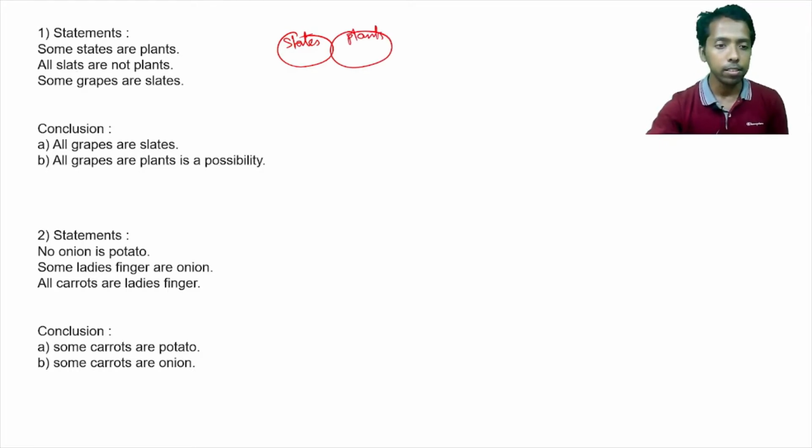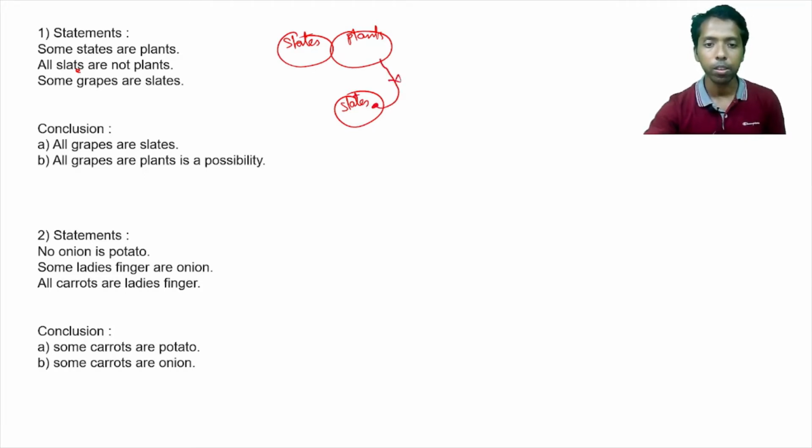All slates, this is slates, right? All slates are not plants. That means this is slate. All slates are not plants. Understand this dotted line which is not plants, like this. Okay, now some grapes are slates. Some grapes are slates, right? So this is the basic diagram here.